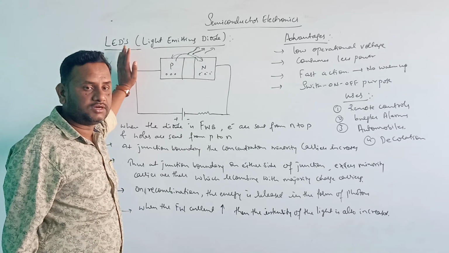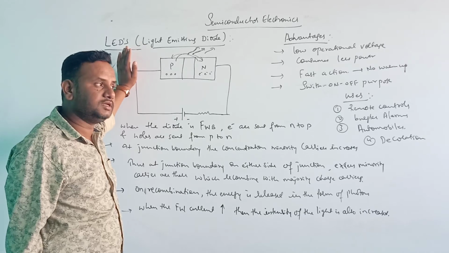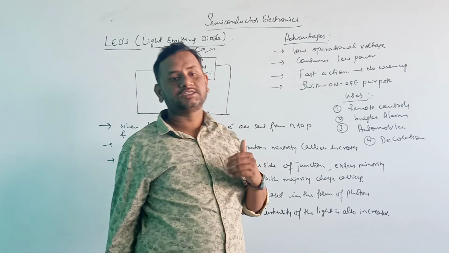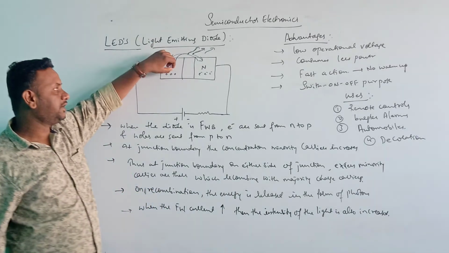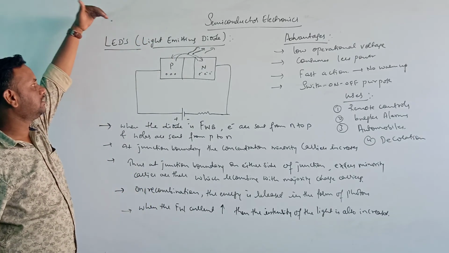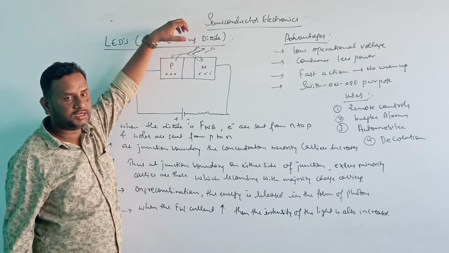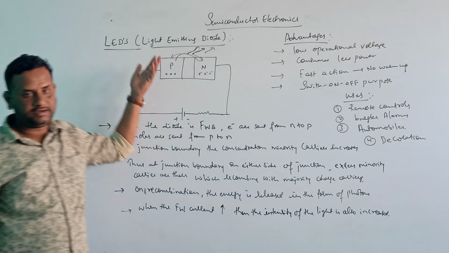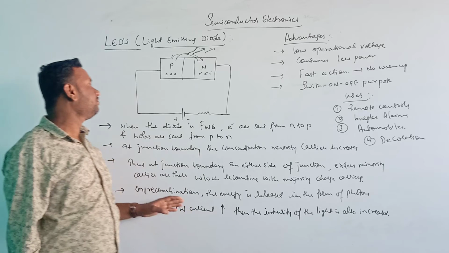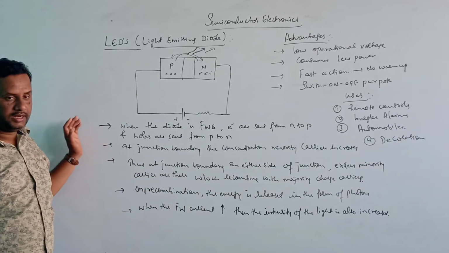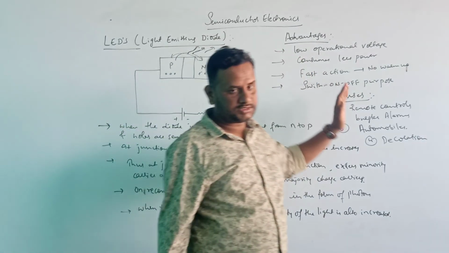On what principle does it work? It works under forward bias, in which it emits the light spontaneously. Spontaneously, the light is emitted by the diode. That's why the name has been kept as light emitting diode. Here, this diode is emitting light. That's why it has been named as an LED. So this is all about the LED, its working, its advantages and uses.